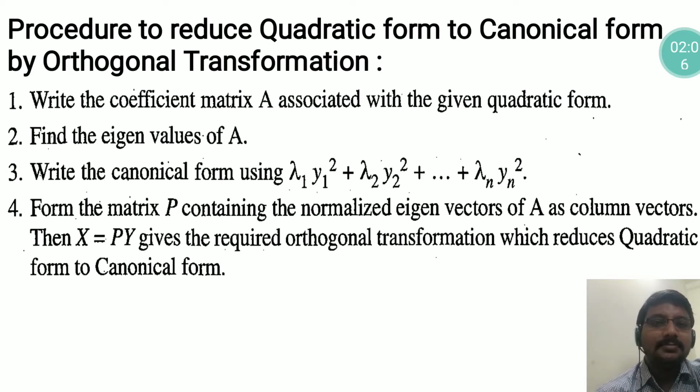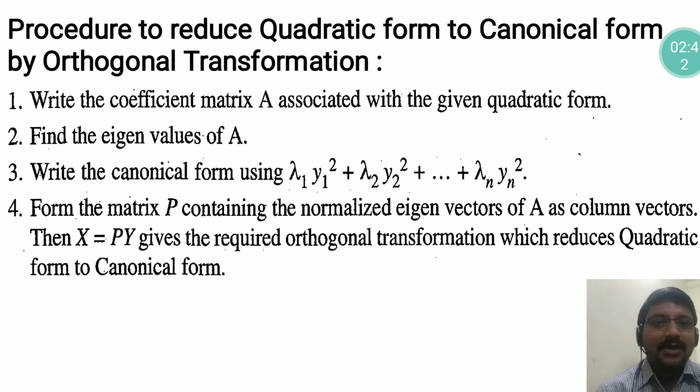So P is here the model matrix or normalized matrix which contains the normalized eigenvectors of capital A as column vectors. And Y is a column matrix having y1, y2 and so on yn as n variables. So it is easy. We just have to follow these four steps to reduce the quadratic form to canonical form.